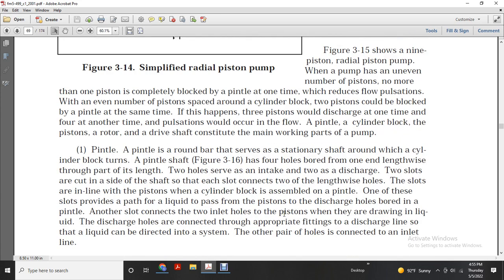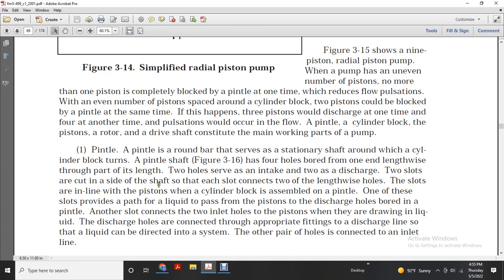A pintle is a round bar that serves as the stationary shaft around which the cylinder block turns. The pintle shaft has four holes bored part of its length. Two holes serve as an intake and two as the discharge. Two slots are cut inside the shaft, and each slot connects with the holes.